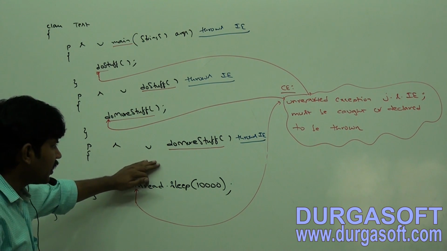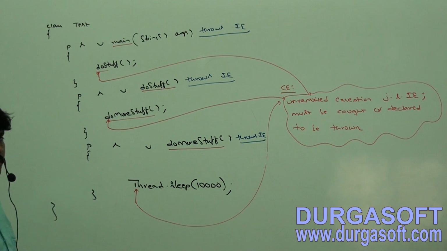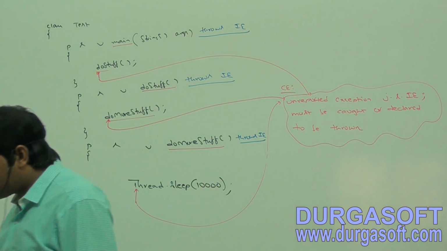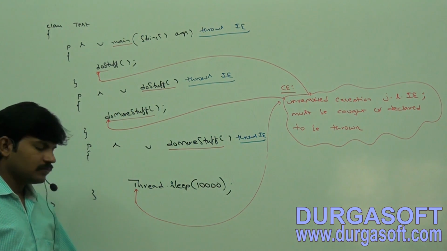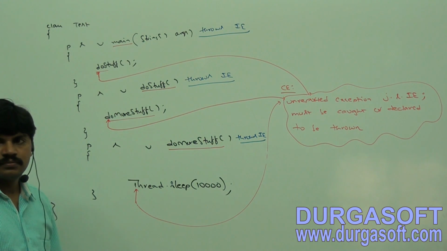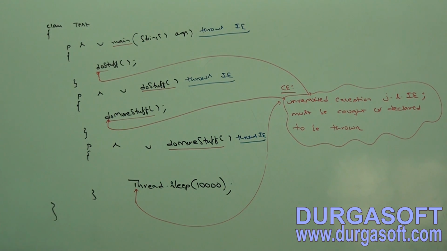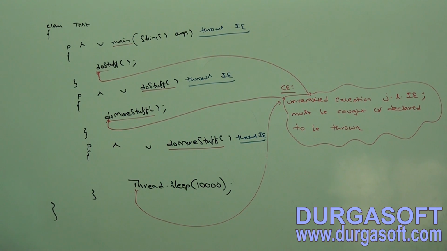Do more stuff delegated responsibility to do stuff. Do stuff delegated responsibility to main. Main delegated responsibility to JVM. Different levels of delegation we have. Okay, so that is completed for you people.